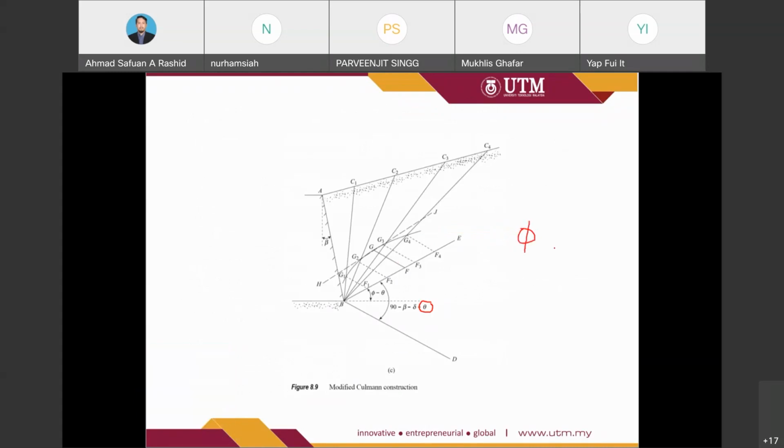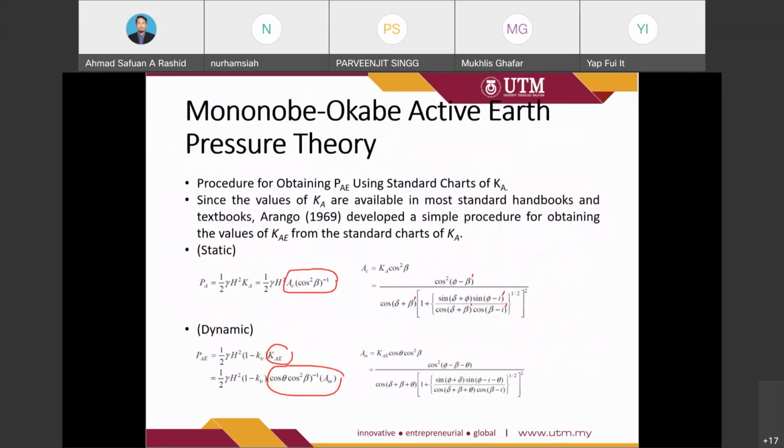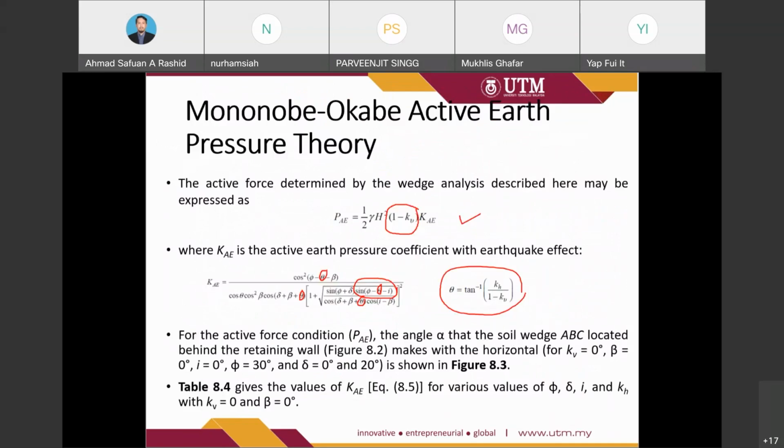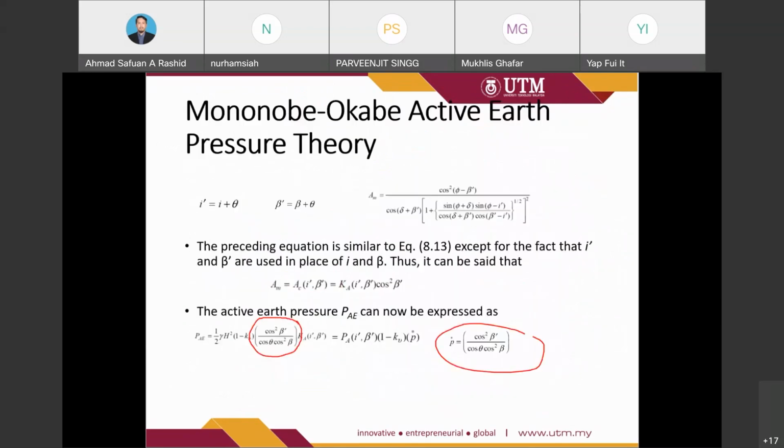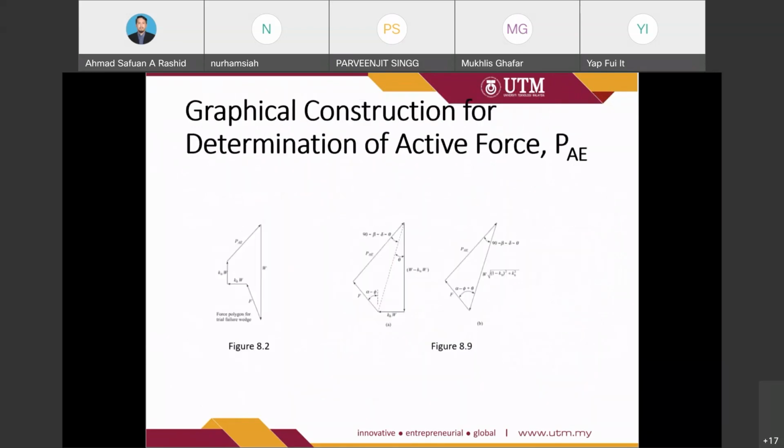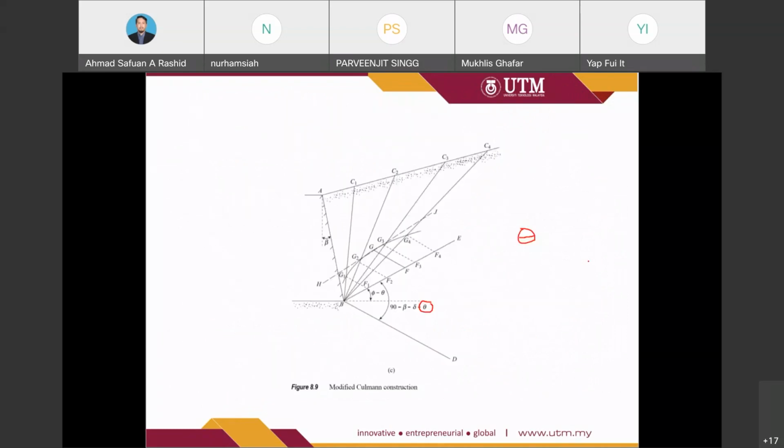So we need to count. Sorry. We need to get the theta value, based on the formula that we have discussed here before: tangent of KH over 1 minus KV. So that is for the theta. So phi minus theta, we get the value.